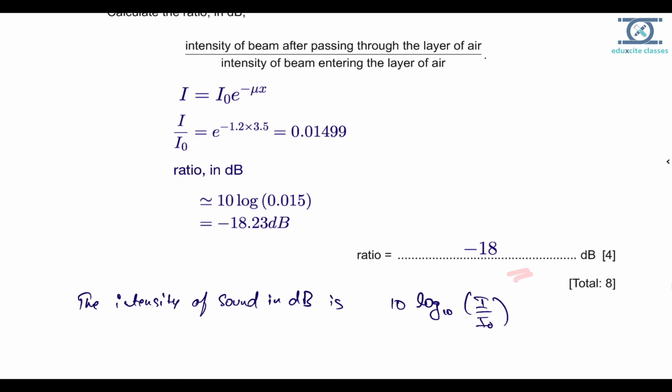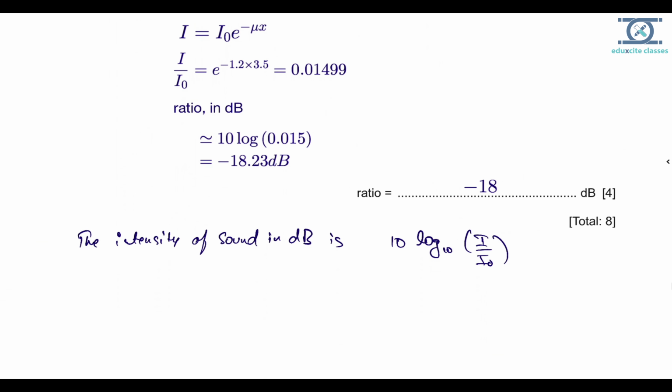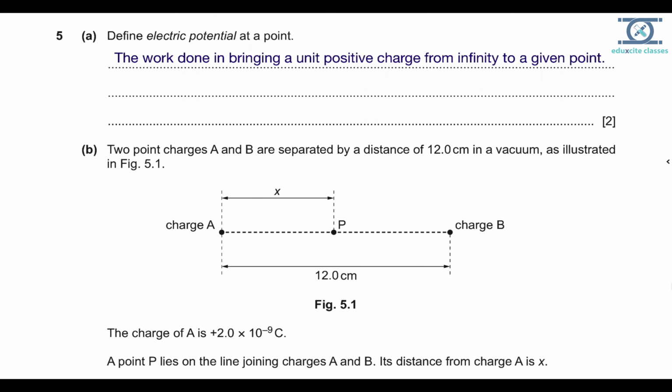So this is of 4 marks. 1 mark for the correct formula, 1 mark for calculating the ratio, 2 marks for converting the ratio into decibel using this formula, and 1 mark for the final answer. Okay. Now the next question, number 5.